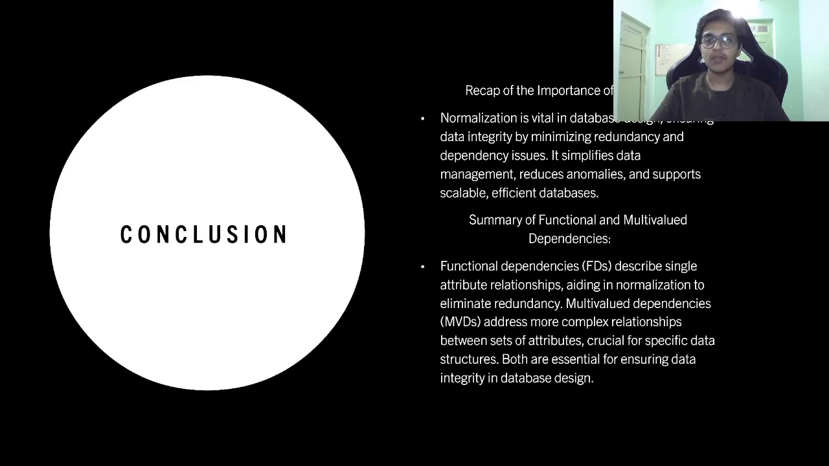Next, we have the summary of functional and multi-valued dependencies. Functional dependencies itself is going to describe the single attribute relationships, aiding in normalization to eliminate redundancy. Whereas multi-valued dependencies are going to address more complex relationships between sets of attributes, crucial for specific data structures. Both are essential for ensuring data integrity in database design.